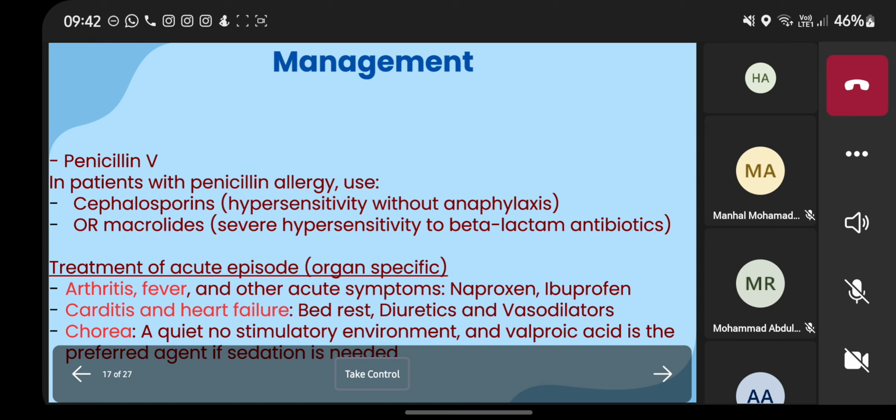And for chorea, we will prescribe valproic acid, and we tell him to sit in a quiet area where he doesn't have any stimulation. This will help with his involuntary movements.